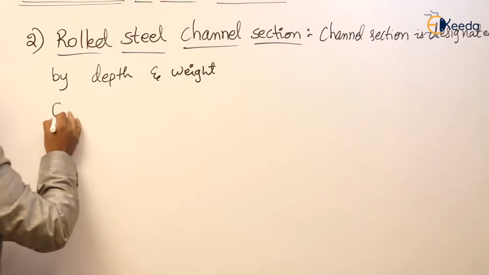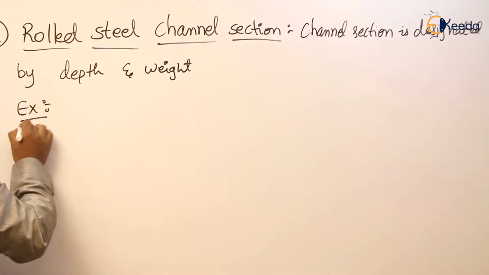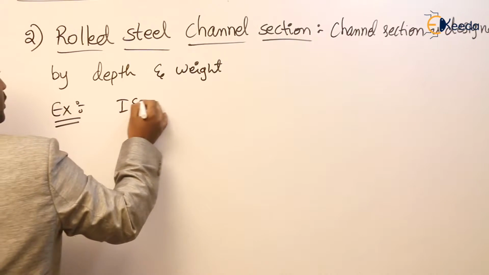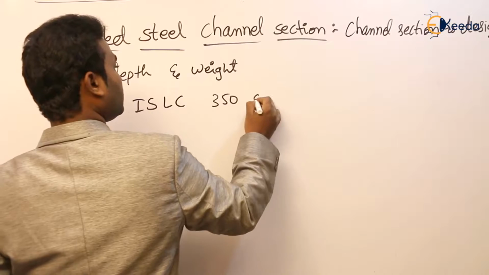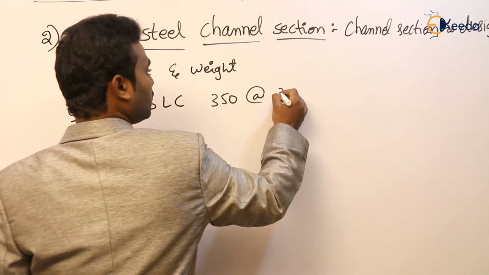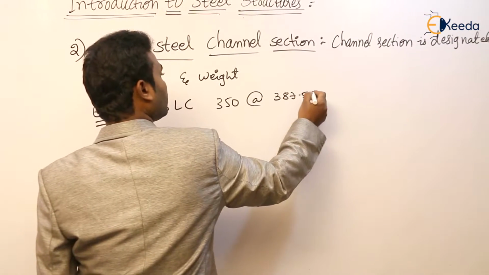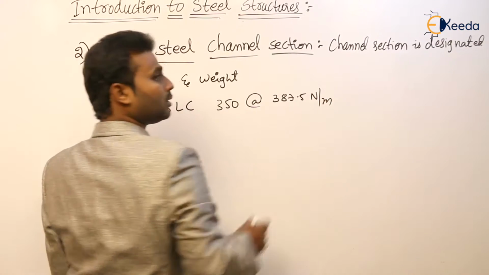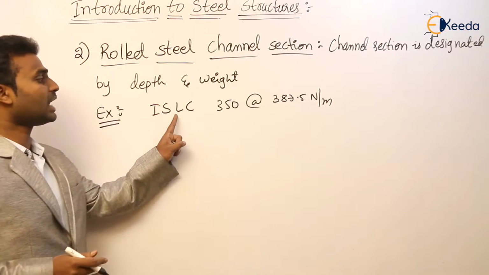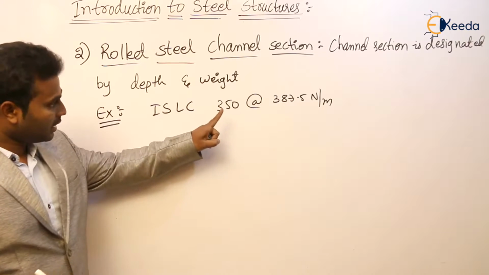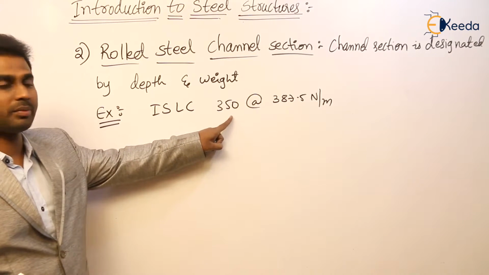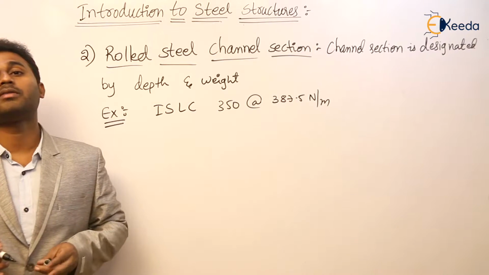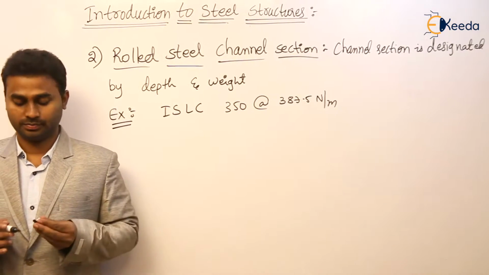So for example, ISLC 350 at the rate of 387.5 Newton per meter. It means Indian Standard Light Channel of 350 mm overall depth, in mm, at the rate of 387.5 Newton per meter. So take it down.